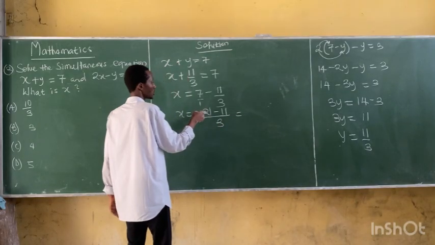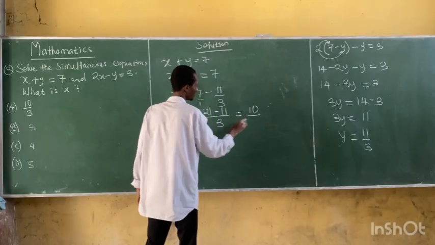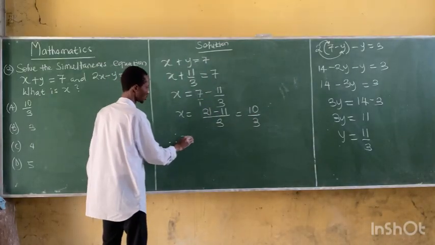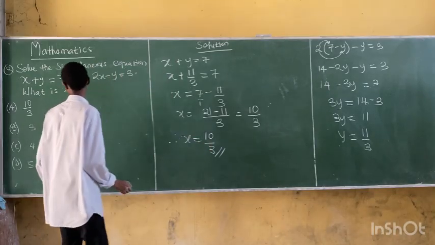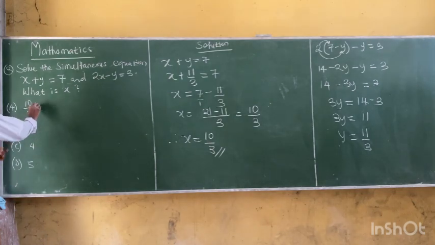So 21 minus 11 gives us 10 divided by what? 3. Therefore, the value of x here is what? 10 over 3. The correct option here is option A, 10 over 3.